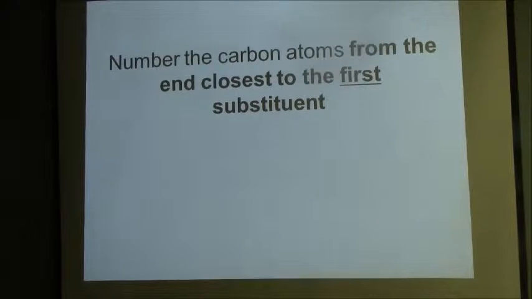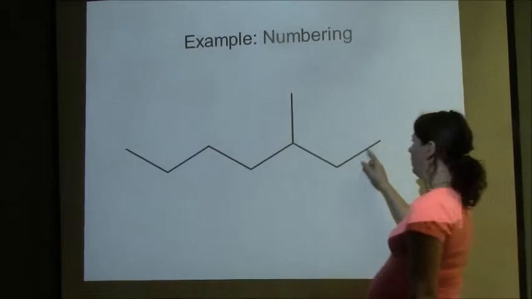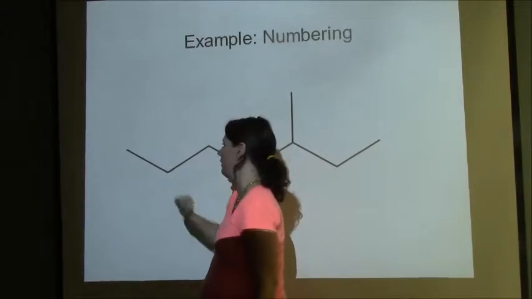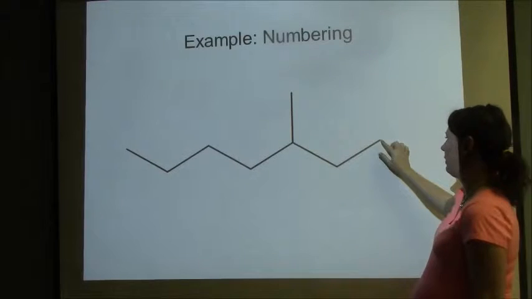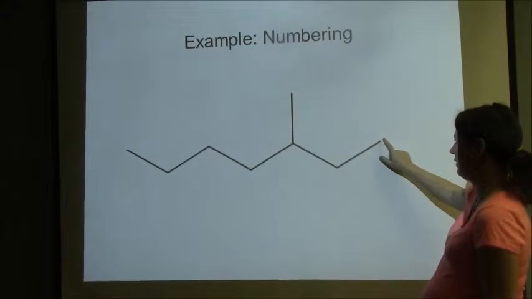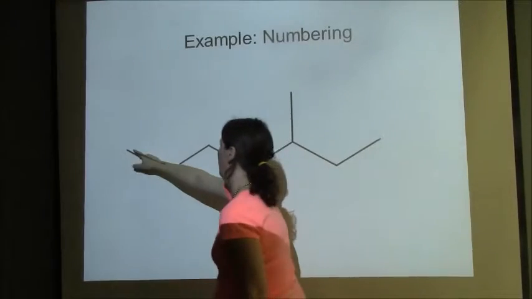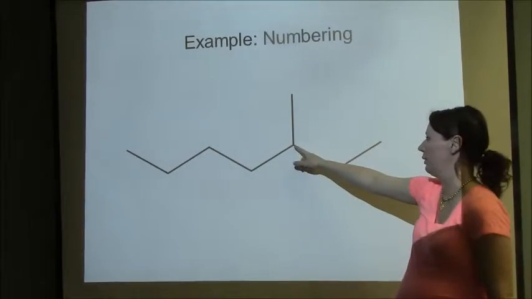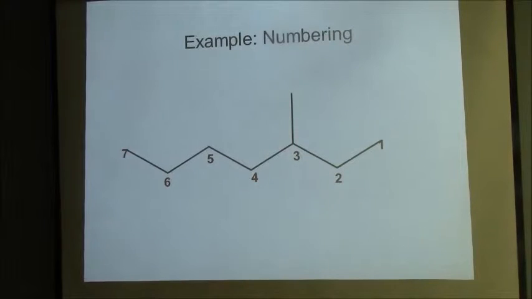Now we're going to number our carbon atoms from the end closest to the first substituent. So for instance, when we're doing this one, we could number it 1, 2, 3, 4, 5, 6, 7, or we could number it 1, 2, 3, 4, 5, 6, 7. We want to begin numbering from the right because we would go 1, 2, 3 to get to my first substituent, as opposed to 1, 2, 3, 4, 5 to get to my first substituent. Okay, so always choose carbon number 1 as the end closest to your first substituent.